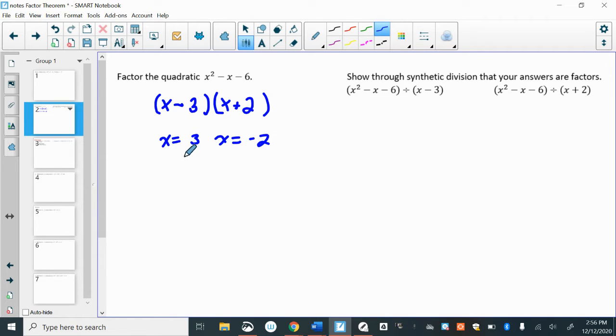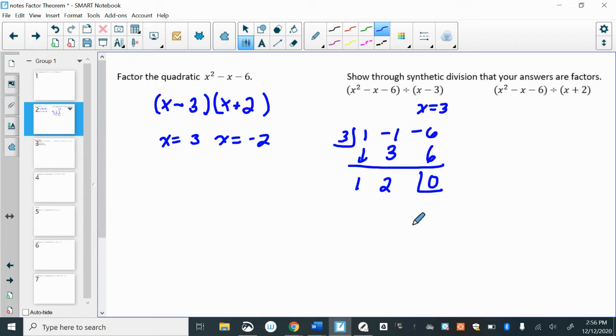We can factor things also using synthetic division. So again, we said here x is equal to 3. If we used our synthetic division, I'm going to put down the coefficients, draw the line. We have our remainder box. You bring down the first number, 1. 1 times 3 is 3. We get 2. 2 times 3 is 6, and we get 0.